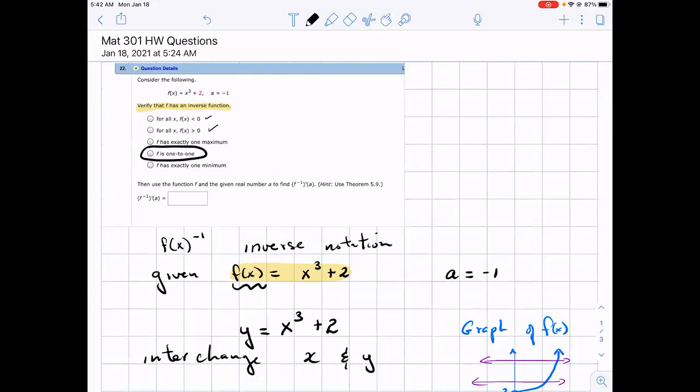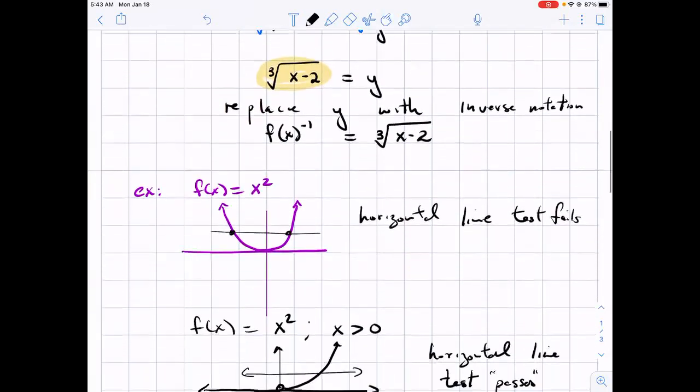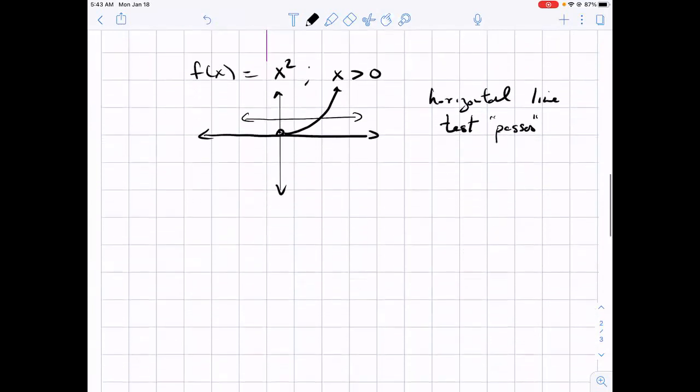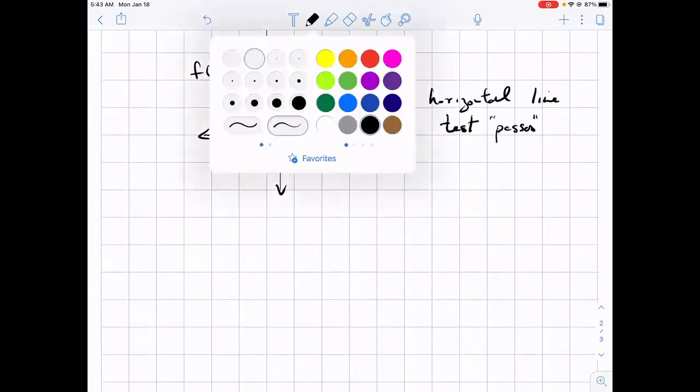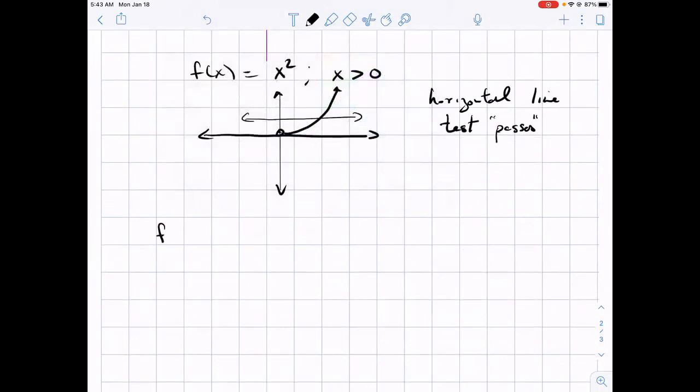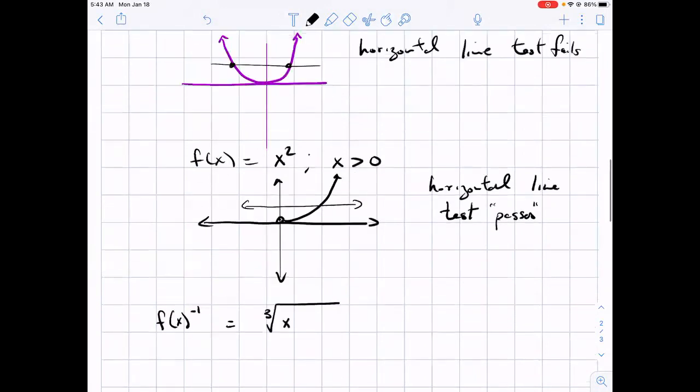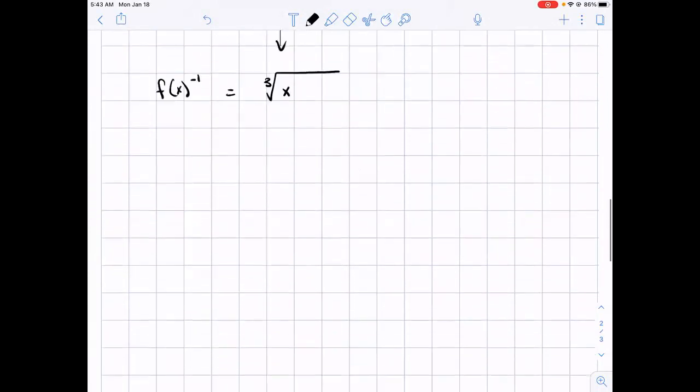So the second part, the follow-up, is to use the function f and the given real number a to find the derivative of the inverse function at a. So let's look at that. We know what the inverse is, right? The inverse is the function, the cube root of x minus 2. So f of x inverse is the cube root of x minus 2.